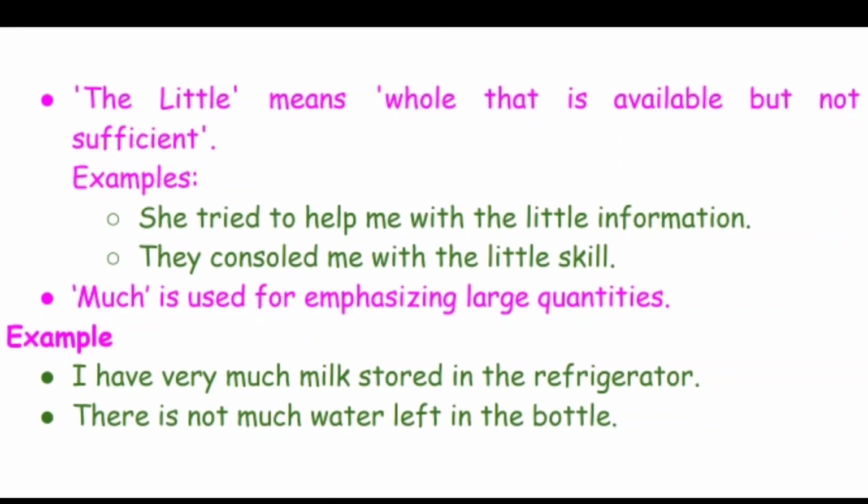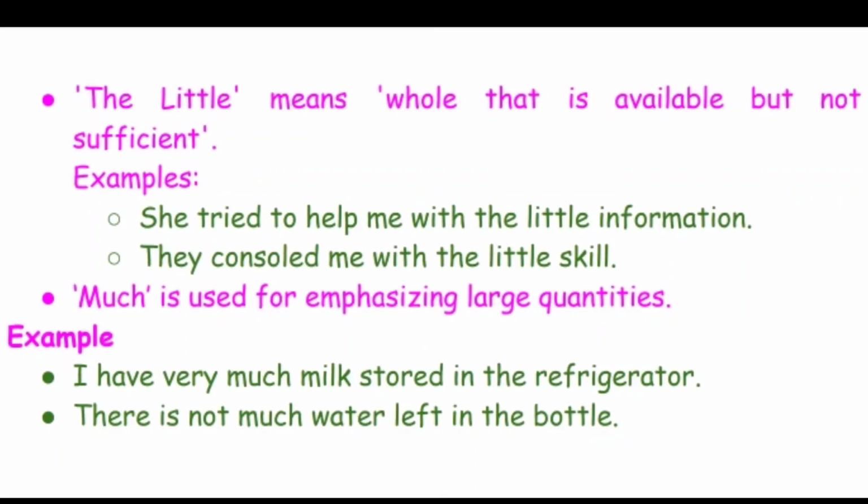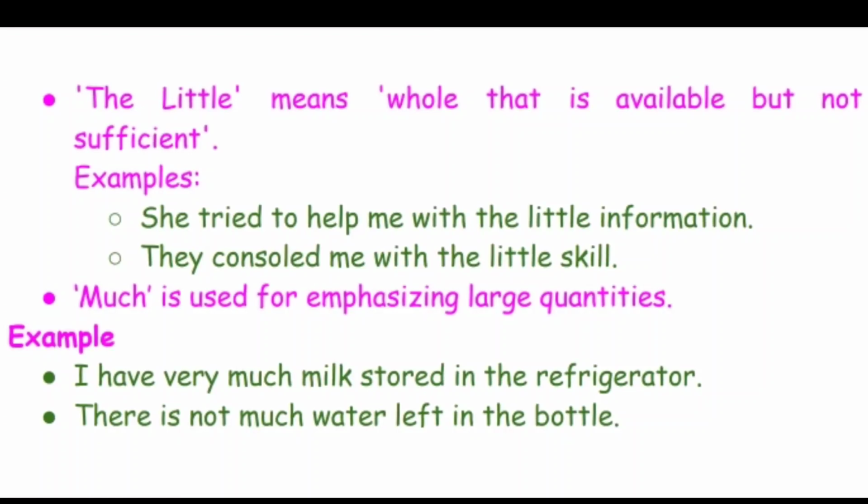So friends, much is used for emphasizing large quantities. For example, I have very much milk stored in the refrigerator, and there is not much water left in the bottle. In this way, I have tried to give you the meaning of little and much, and be very careful that little and much both are used for uncountable nouns. Okay, meaning whenever we talk about quantity or amount. Another is few and many.